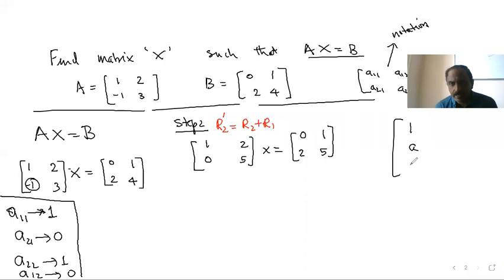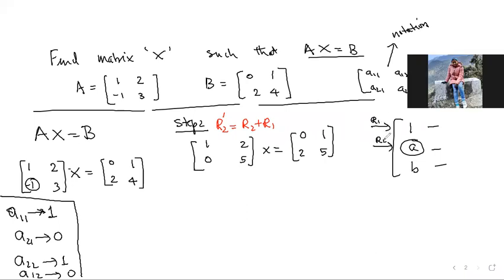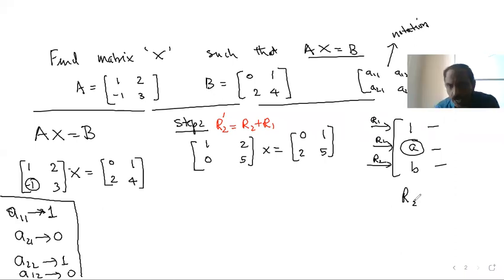1, A, B. What will be the formula to make this A 0? Which row does this belong to? The second row. So which row is changing? R2 is changing. So R2 minus whatever the number here is multiplied with R1, because R1 is always 1 there. Understood the formula? Yes, sir.